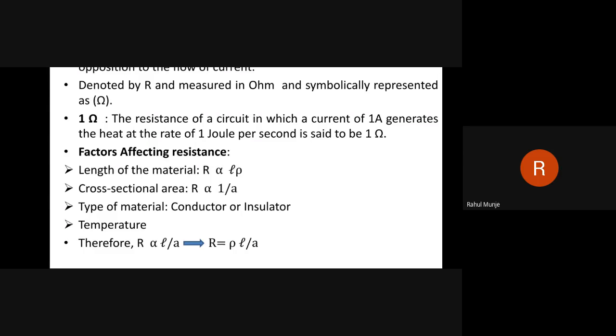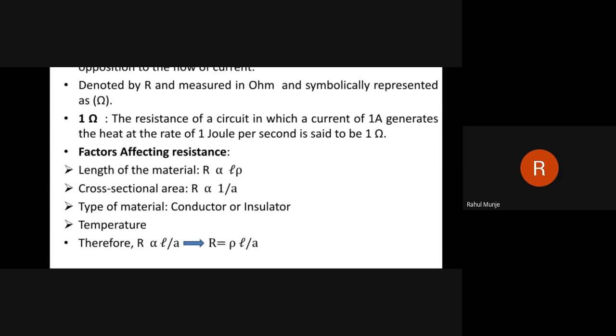Resistance also depends on the type of material, whether it is a conductor or an insulator, and on the temperature. So, on the basis of these factors, R is proportional to L by A.